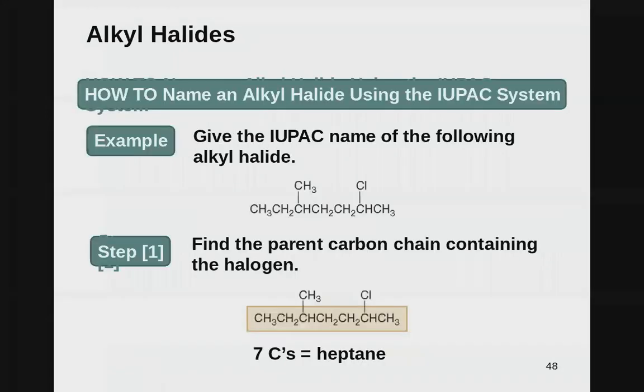Anyways. So let's talk about how you name these. And that will be sort of our last thing of the day because we're just about out of time. So let's give the IUPAC name of this monster here. Very much like we've been doing, find the parent carbon chain containing our halogen. Well, in this case, this is the parent carbon chain. Remember, we want it to be the longest possible chain. 7 carbons tells us it's heptane.